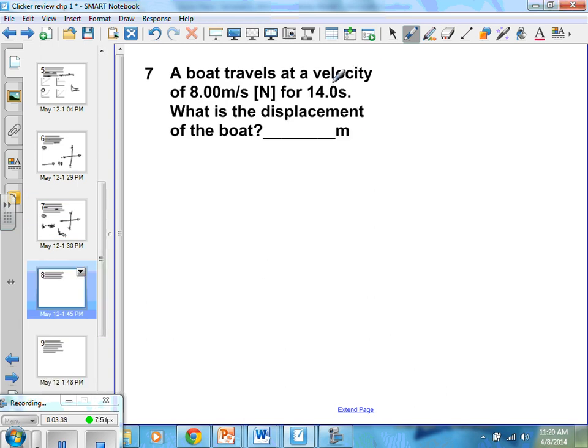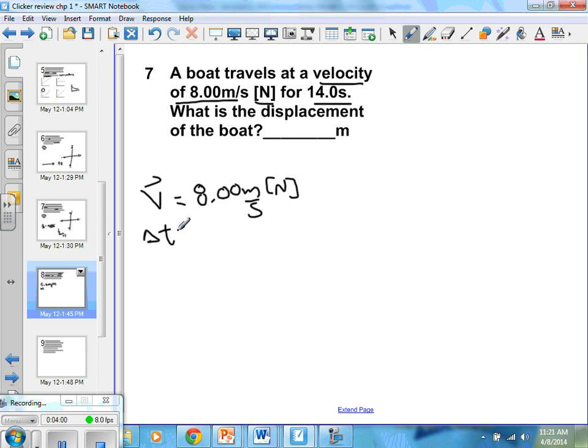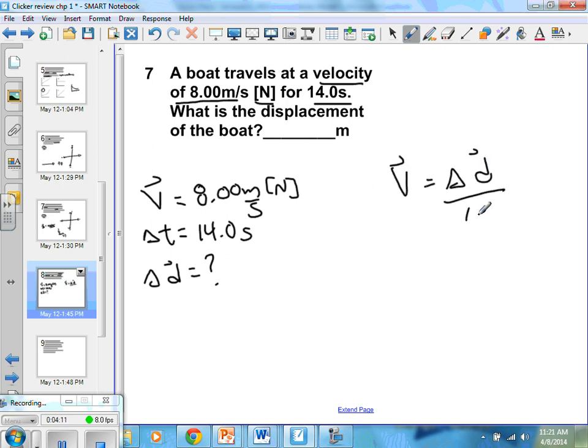Number 7, a boat travels at a velocity of 8 meters per second. So here's a calculation problem. So start by recording all the information you're given. I'm told that it has a velocity of 8 meters per second, north, so it's positive, and it's traveling for 14 seconds. So time is 14.0 seconds. What is the displacement of the boat?